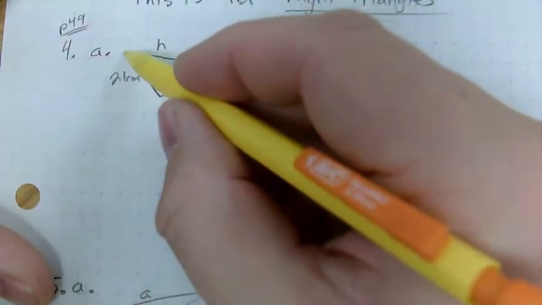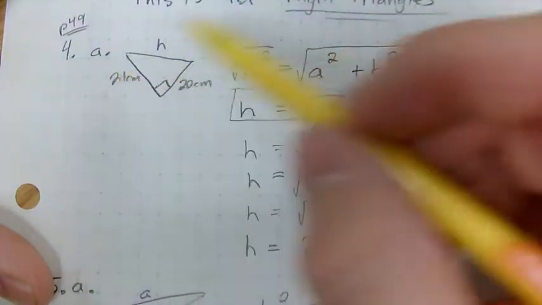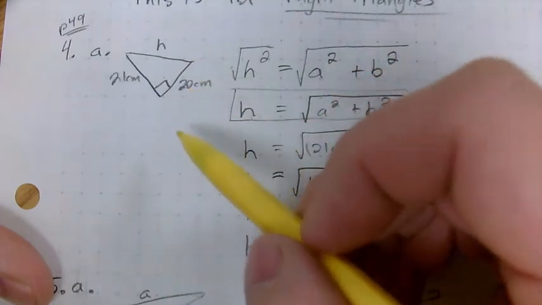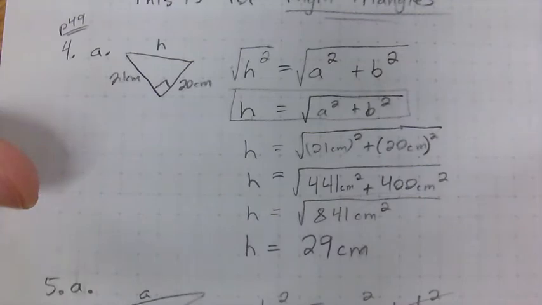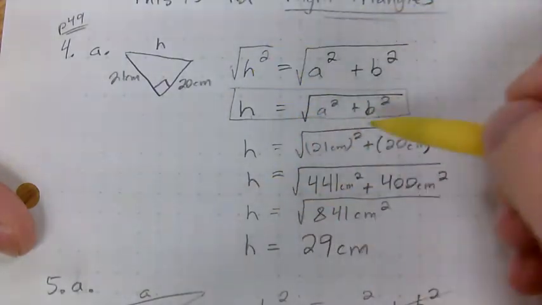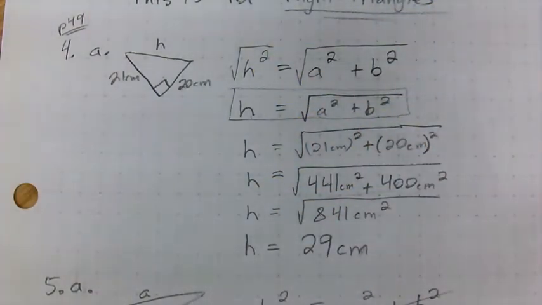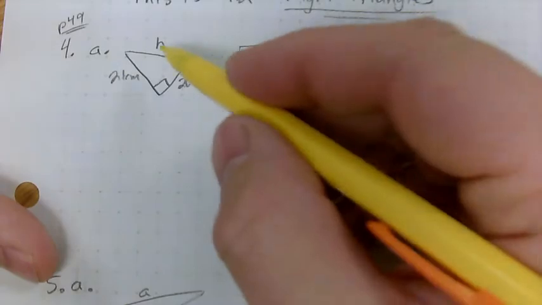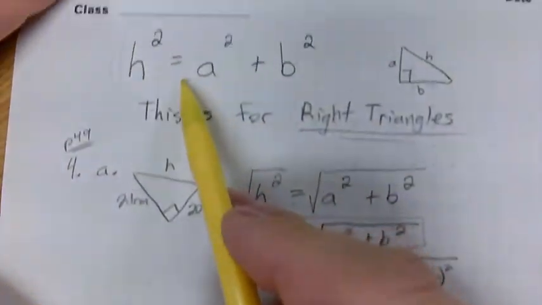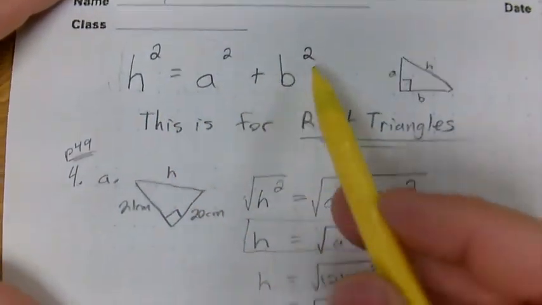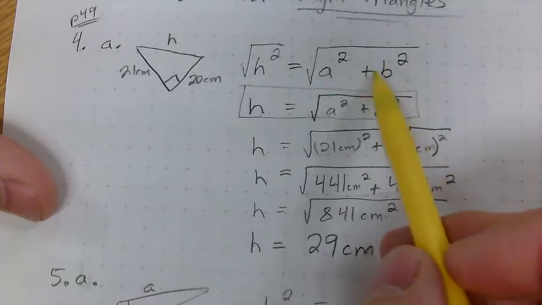This question looks a lot like the ones we've seen. There's one side that's 21 centimeters, one leg is 20 centimeters. It's a right triangle, so we're trying to find h. Before we even start, to do a little less calculating, we want to get that variable in this formula, h, by itself. So if we start with our formula, h squared equals a squared plus b squared.